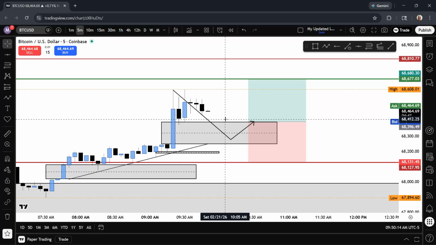It could happen in the next 10 minutes. It could happen in the next 15 minutes. I don't know. So you just got to be patient. Half the battle is being patient enough to wait for an A1 setup.